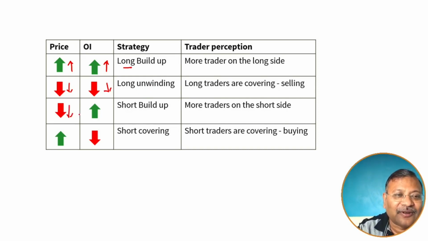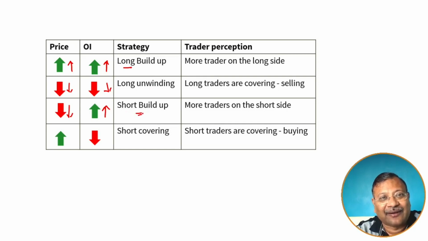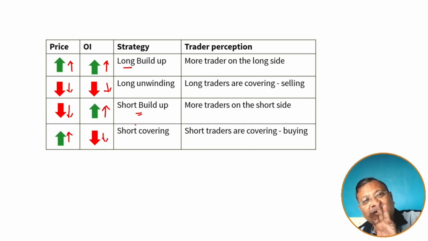Price going down, but open interest going up, means this is the short build-up. That means more sellers are coming in on the selling side. Price going up and open interest coming down is short covering. That means people who had originally sold short are now buying.